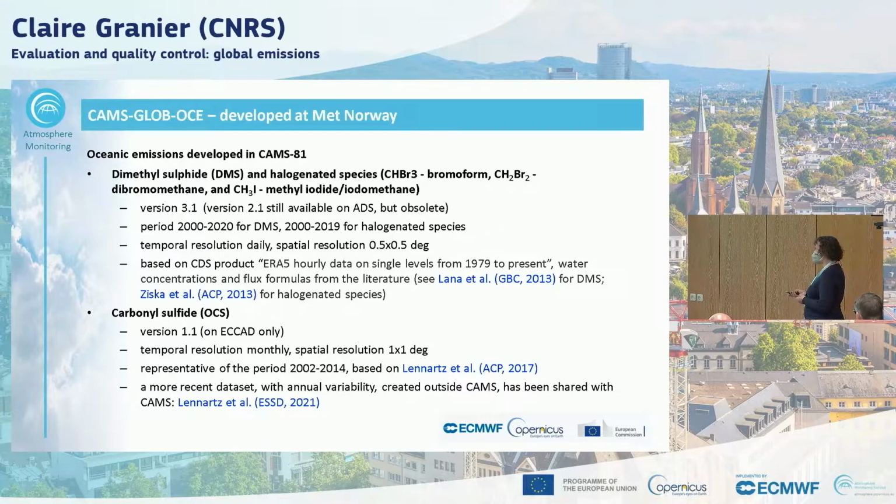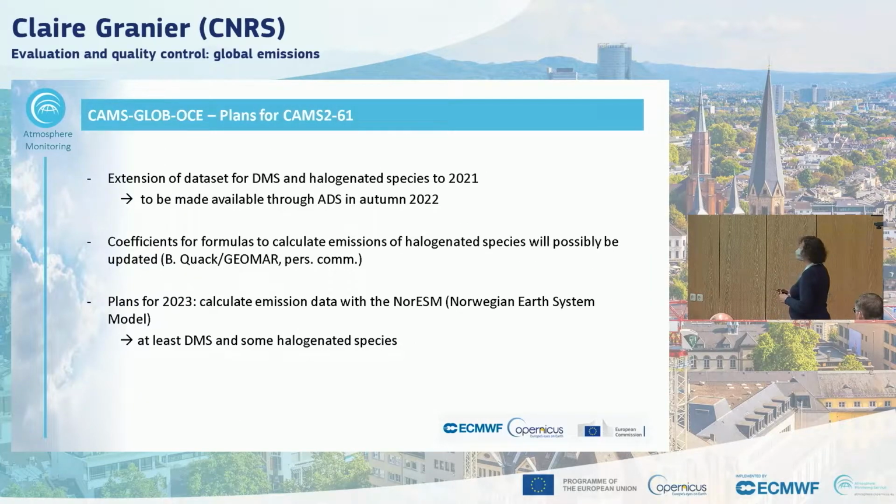There is also a version for OCS, and temporal resolution is monthly, and spatial resolution is 1 degree. So it's representative of 2000 to 2014, but there is a more recent data set that you can also get. So the plans are to extend the data set for DMS and halogenated species to 2021, which should be available in autumn 2022, and to improve the coefficients and the formulas used to calculate the emissions, and also calculate emission data with the Norwegian Earth system models, at least for DMS and some halogenated species.